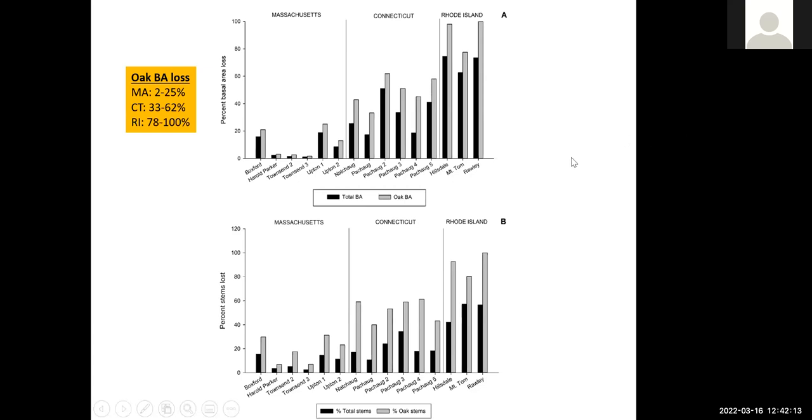The lower graph is just a percent stems loss. I'm not going to spend time going through that. The pattern is, of course, very similar to basal area loss, but I did want to include that.